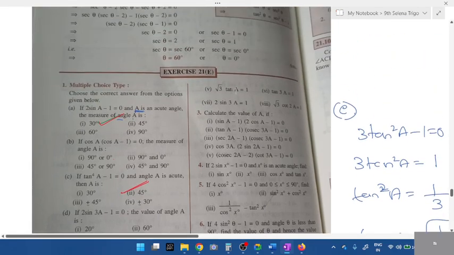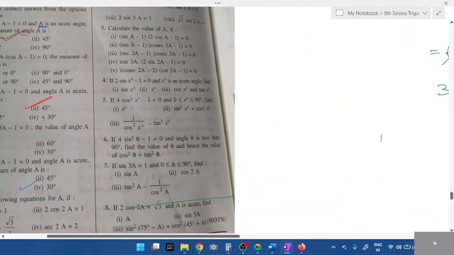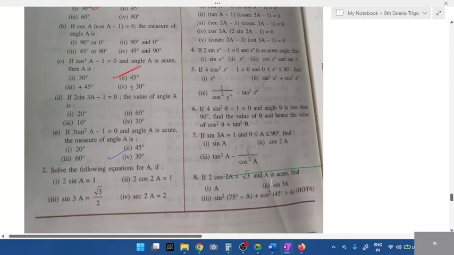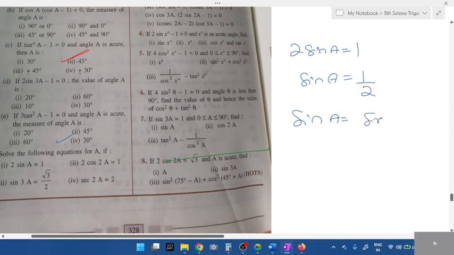First 2 questions, students. Let me solve this. Okay, I want you all to unmute and answer. Second main, first one: 2 sine A is equal to 1. What happens to this 2? 1 by 2. We are using sine. Compare with sine. Which one gives 1 by 2? Very good. Sin 30° gives 1 by 2. A is equal to 30°.